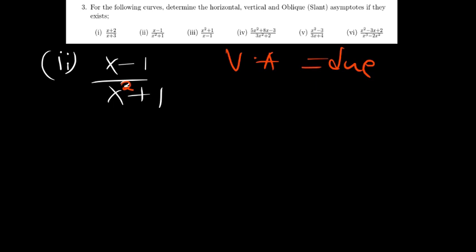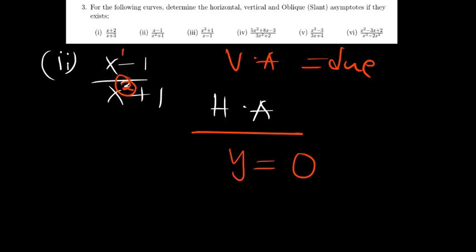Now let's try to find the horizontal asymptote. We've got a normal fraction, with the denominator having a greater degree compared to the numerator, because this is 2 and that is 1. So we said y is equal to 0 becomes the horizontal asymptote.